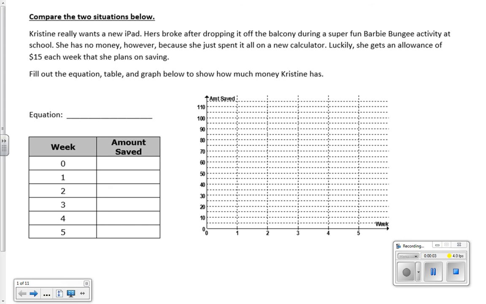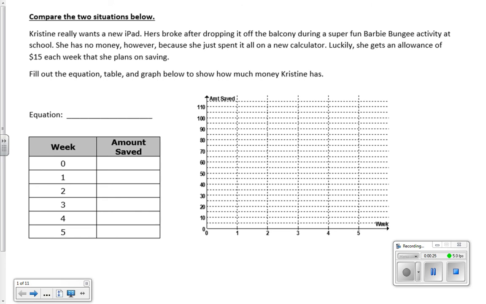Okay, so we are learning today about direct creation, which has a tie into yesterday's mullet lesson, I promise. It says, compare the two situations below. Christine really wants a new iPad. Hers broke after dropping it off the balcony during a super fun Barbie bungee activity at school. She has no money, however, because she just spent it all on a new calculator.